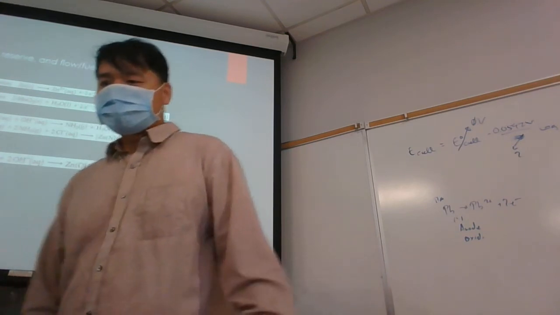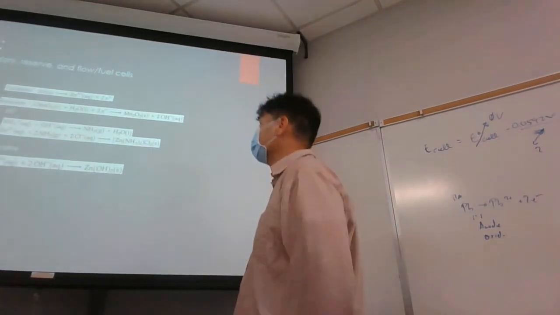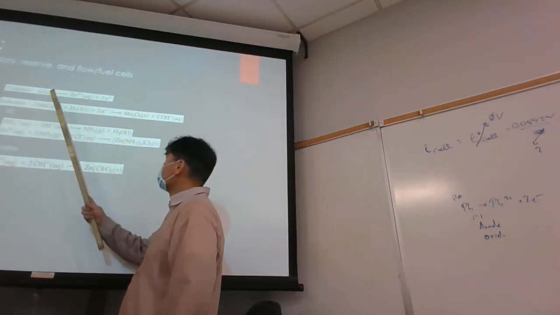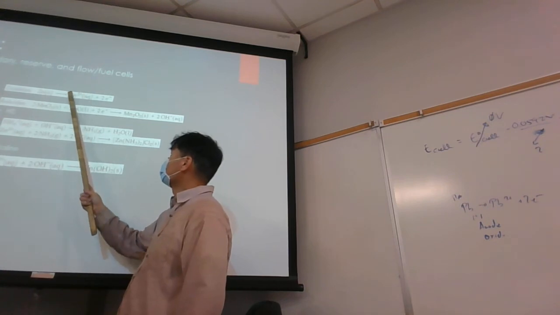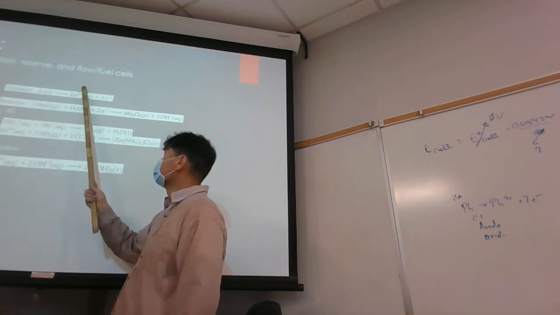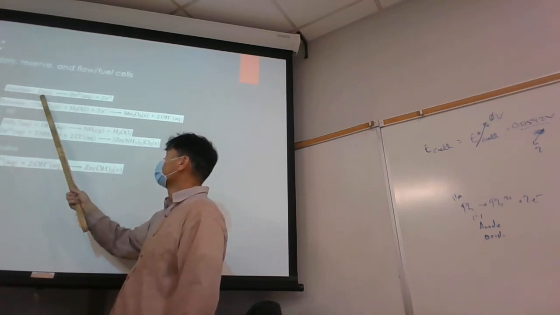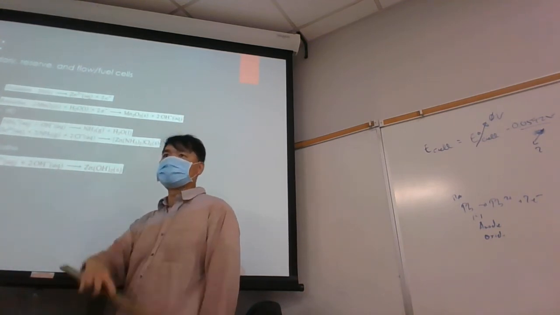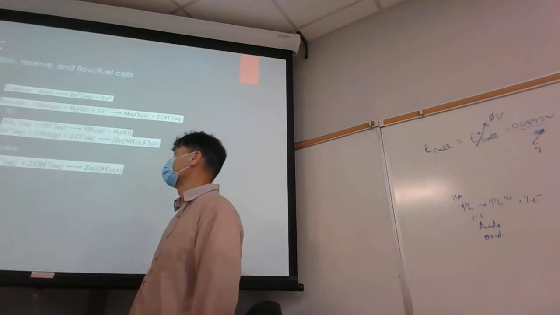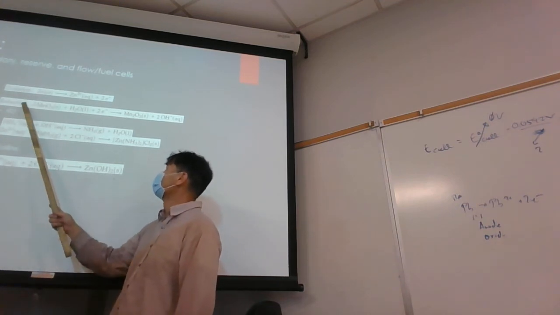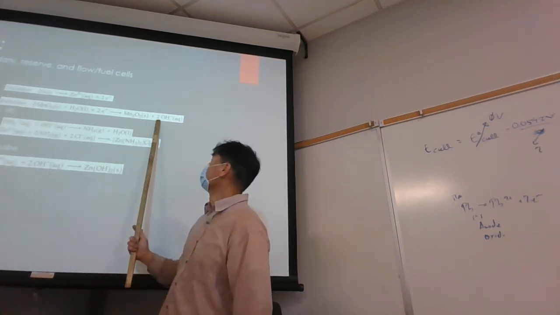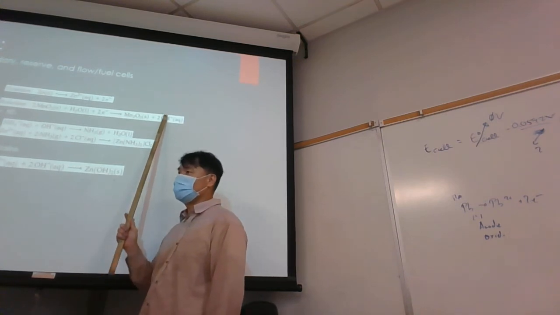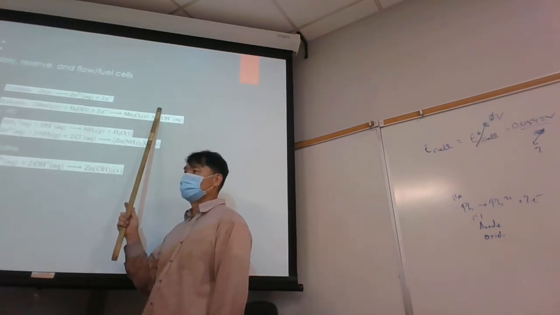And so a lot of time was spent trying to determine, for example, if the product Zn2+ increases, then the oxidation potential is going to decrease. If the oxidation potential decreases, then the overall cell voltage decreases, because the cell voltage is going to be the oxidation potential plus the reduction potential. The same thing here. As the hydroxide concentration increases, then what's going to happen?